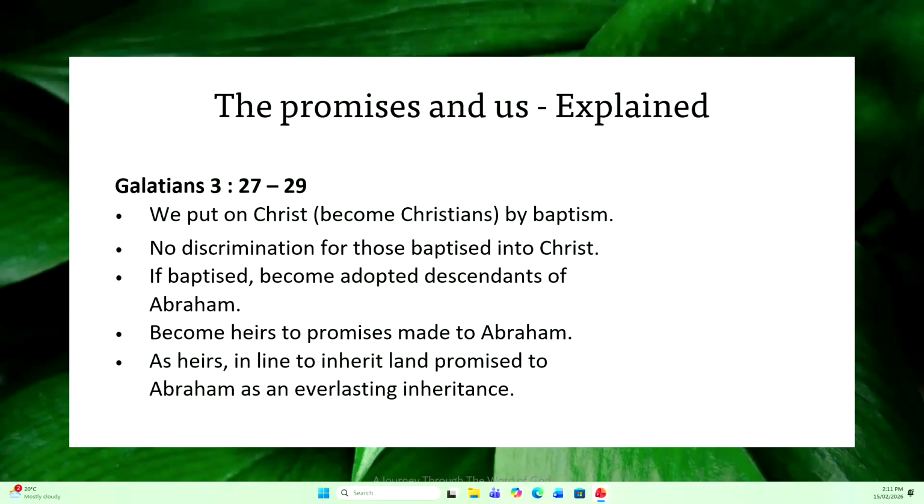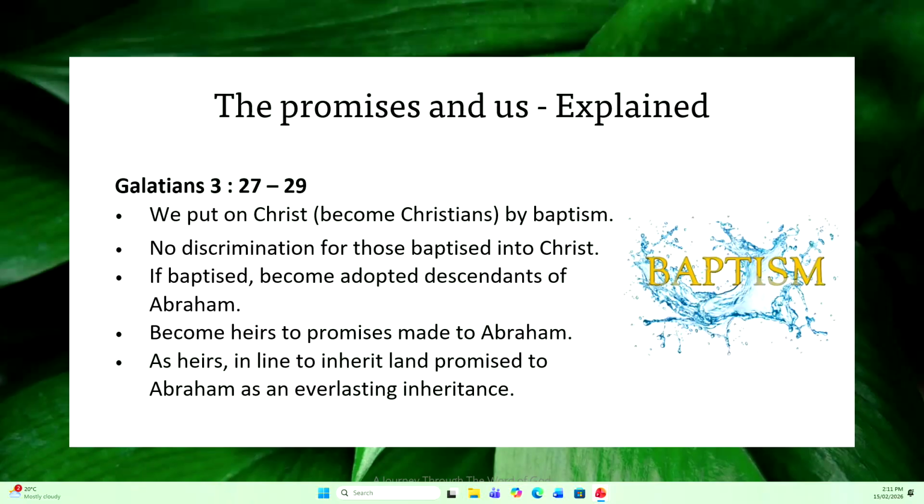There's neither Jew nor Greek. So we're not Jews, we're Gentiles, but it's saying here that if we put on Christ through baptism, then we are directly linked to the promise made to Abraham about the earth, owning it forever. Now, I'm not going to go too much into baptism because that's week 6 and week 7, more specifically week 7. But baptism here is the key.